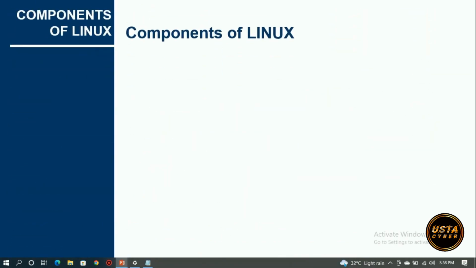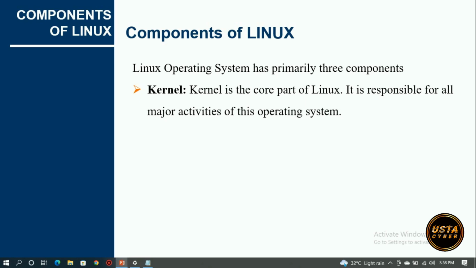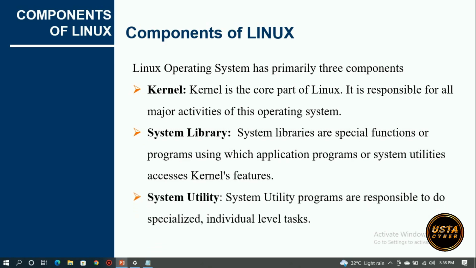Components of Linux. In this section I will explain the main components of Linux. The Linux operating system has primarily three components. The first component is the kernel. The kernel is the core part of Linux. It is responsible for all major activities of this operating system. Second, system library. System libraries are special functions or programs using which application programs or system utilities access the kernel's features. Third, system utility. System utility programs are responsible for doing specialized, individual-level tasks.